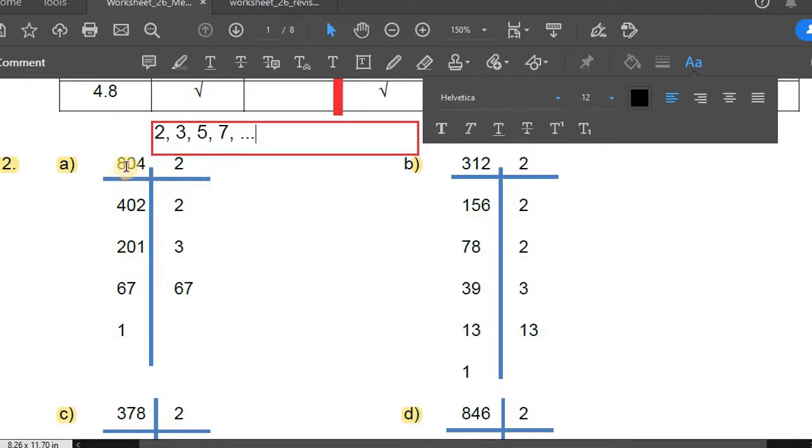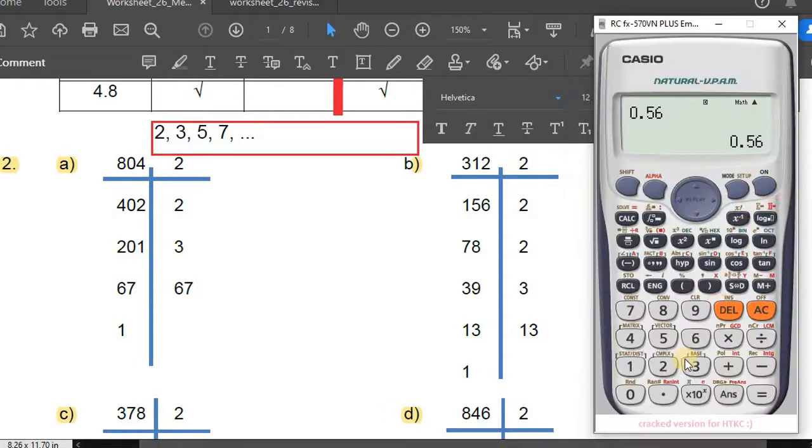The number that they gave us is 804. 804 divided by, let's divide it by 2. Right? We've got 402. Then 402 divided by 2, we've got an answer. Then we try 201 divided by 2. Let's try this. 201 divided by 2 is equal to, no, now we're getting a fraction. We don't want that. So the number 2 is not working for us.